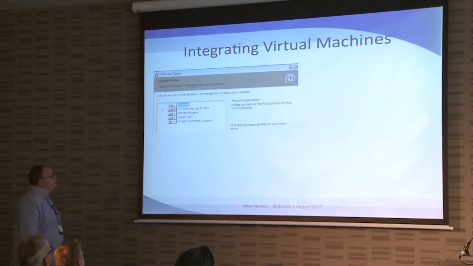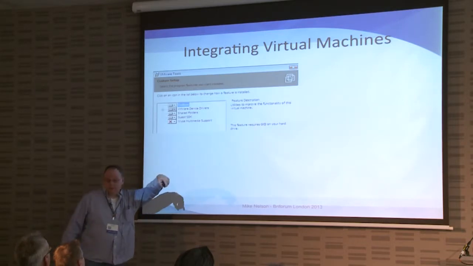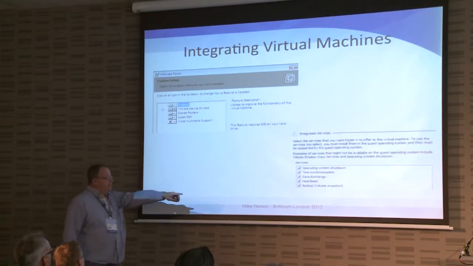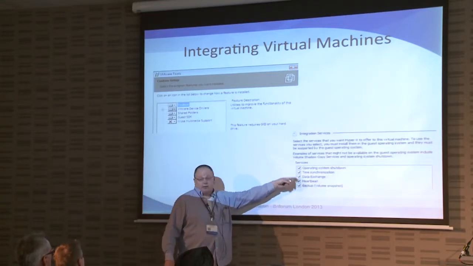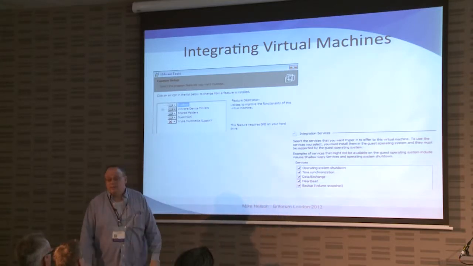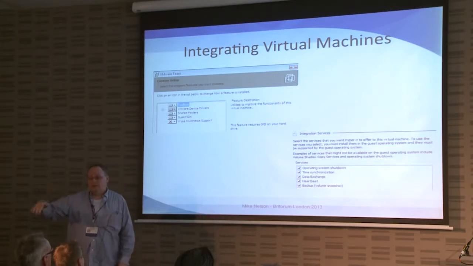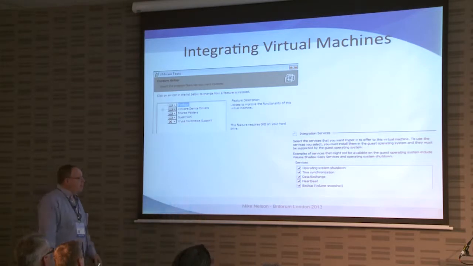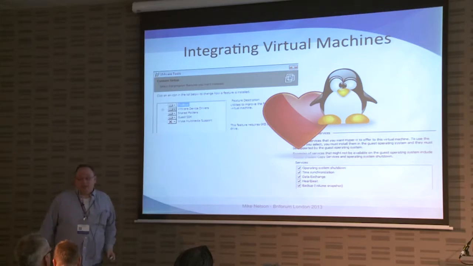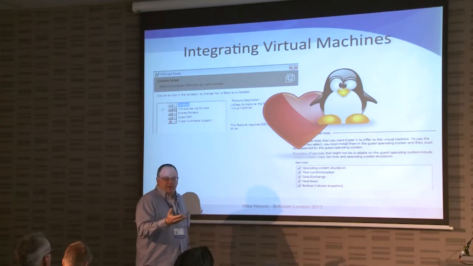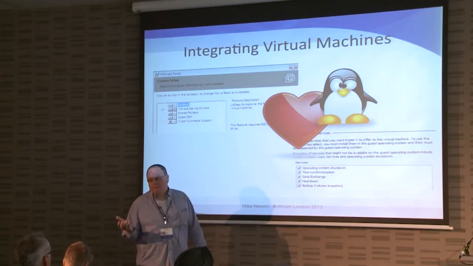Integrating the virtual machines, everybody's seen this before, setting up the VMware tools in a VMware machine. In Hyper-V, they have the same thing. They have something called integration services, which is the same thing as VMware tools. It allows the operating system to talk to the back-end hypervisor management layer. And one thing that's common between both VMware and Hyper-V is that they love Linux.